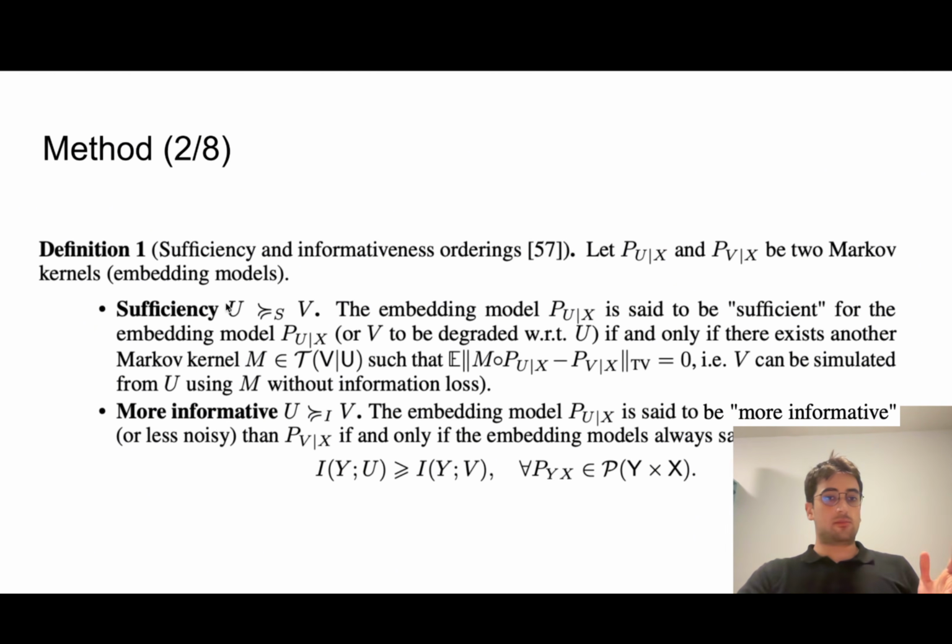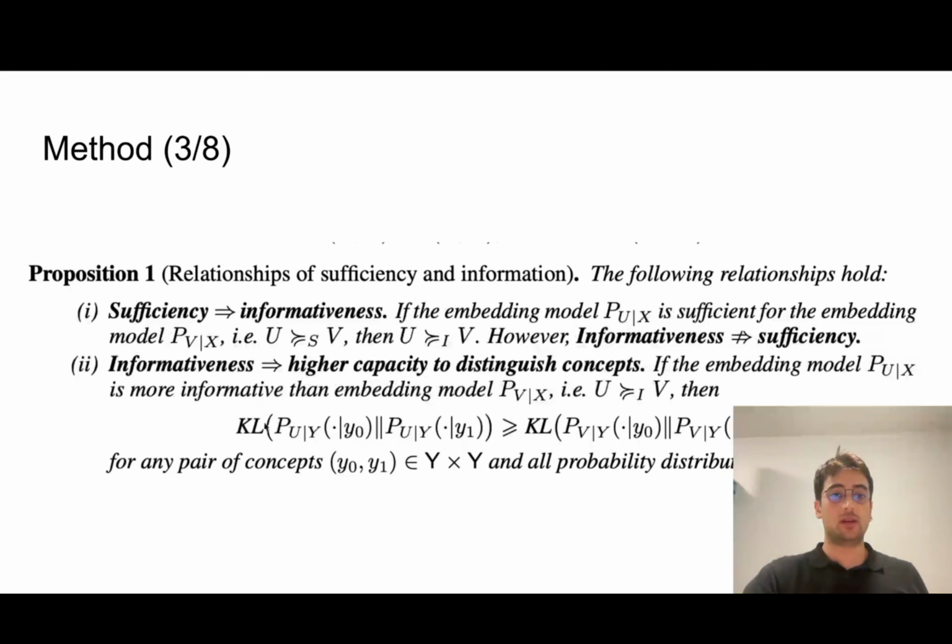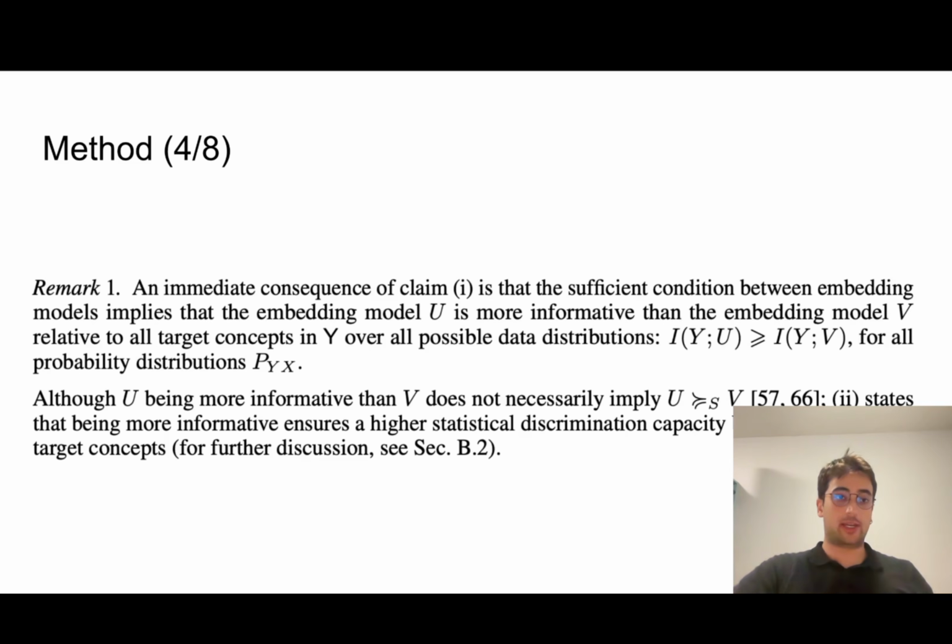So, okay, if it's more sufficient, then it's more informative because U already has everything we have. But for informativeness, even though one of them has more concepts, more conceptual differences, like in this formula, it doesn't necessarily imply that it can perfectly simulate the other one, okay?